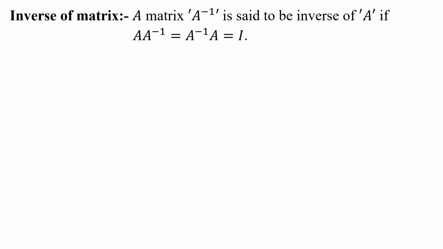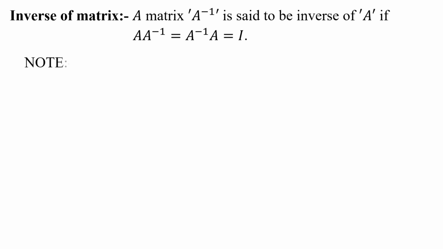Inverse of a matrix. A matrix A inverse is said to be the inverse of A if it satisfies A into A inverse is equal to A inverse into A is equal to I. Basically, a matrix multiplied by its inverse gives an identity matrix.